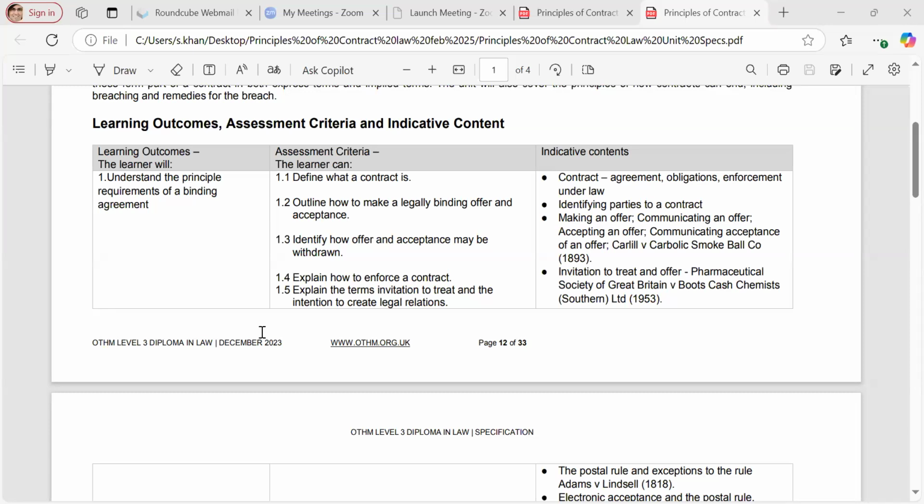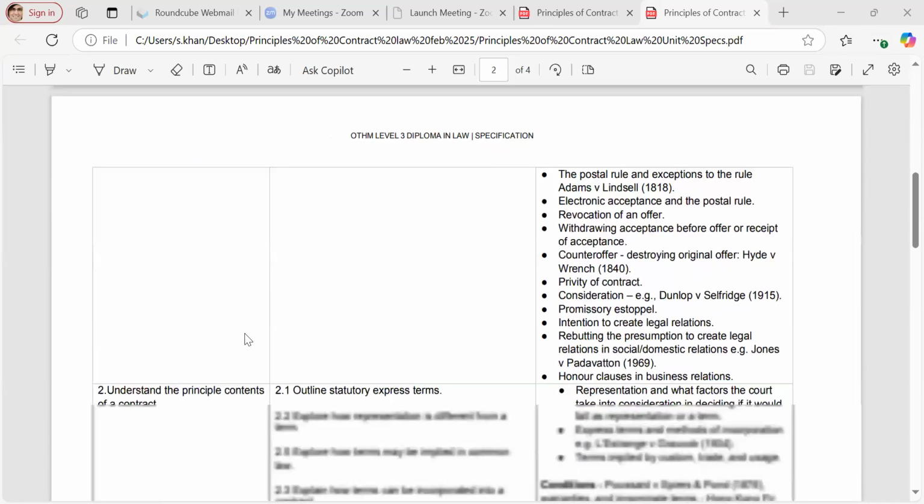The indicative content for learning outcome 1 is contract agreement, obligations, enforcement under the law, identifying parties to a contract, so who is involved in the contract, making an offer and acceptance, and looking at how it's communicated, and also giving case examples such as Carlill and the Carbolic Smoke Ball Company, which was a really old case on communicating offers and acceptance. Also the pharmaceutical case, and Boots, which we'll be looking at a little bit in learning outcome 1.